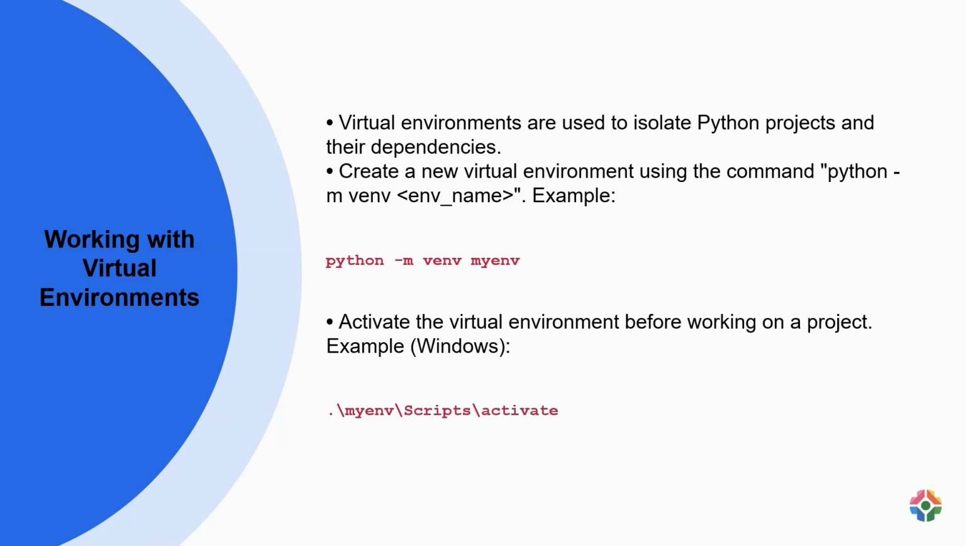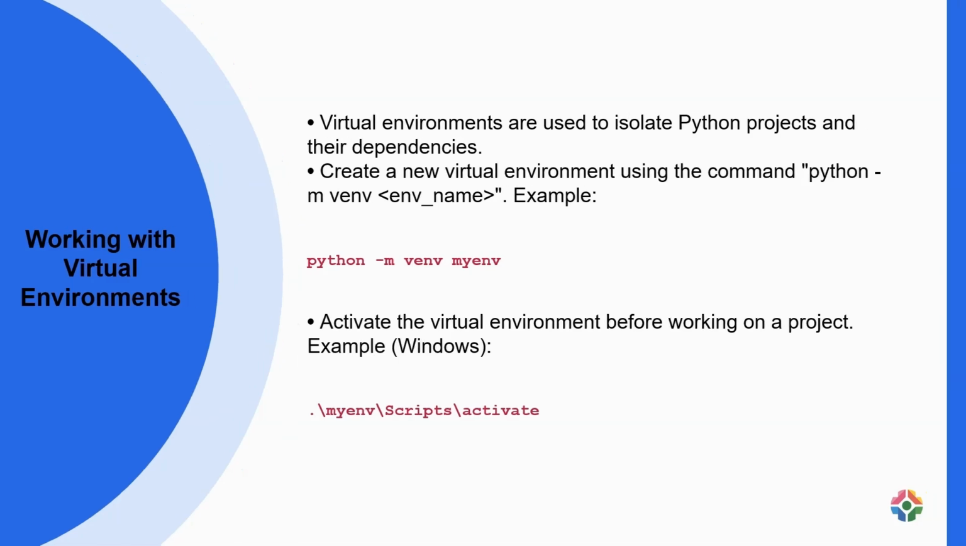To establish a new virtual environment, employ the command python -m venv followed by the environment name. For instance, python -m venv myenv generates a virtual environment named myenv. Before commencing work on a project, activate the virtual environment. On the Windows platform, execute myenv\Scripts\activate.